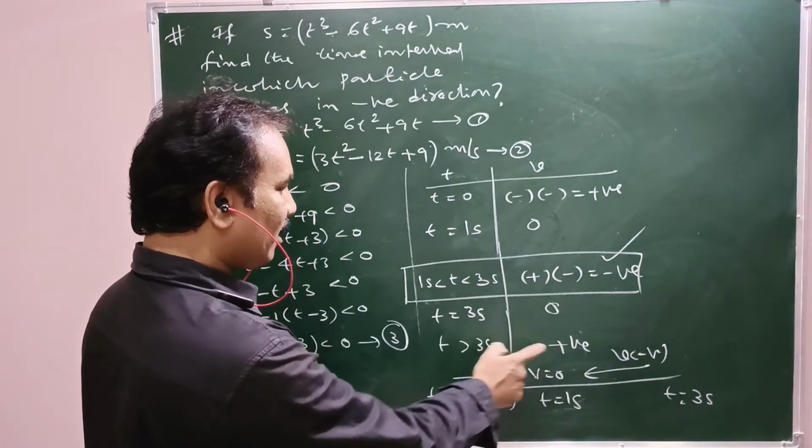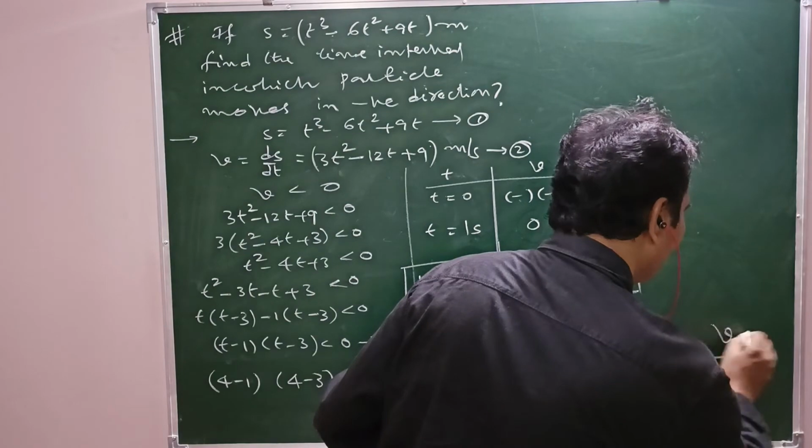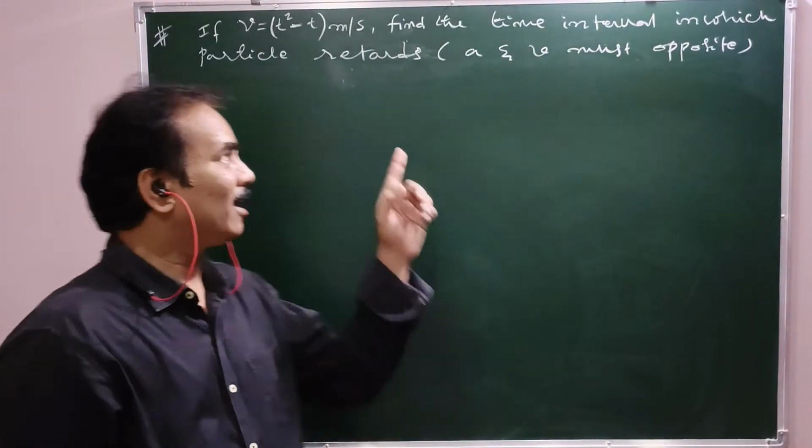Beyond 3 seconds, again positive. So beyond 3 seconds, again positive means this is the velocity. Positive. Right? Coming to the next numerical.